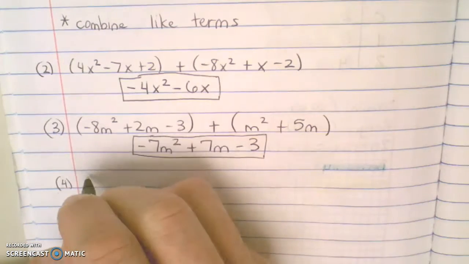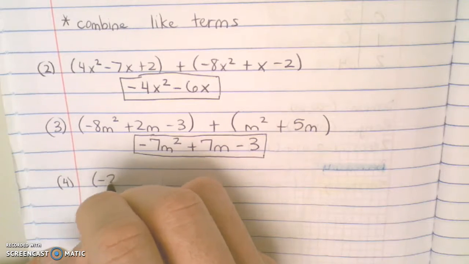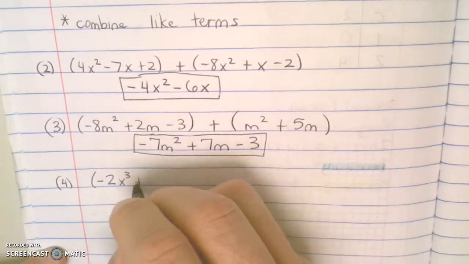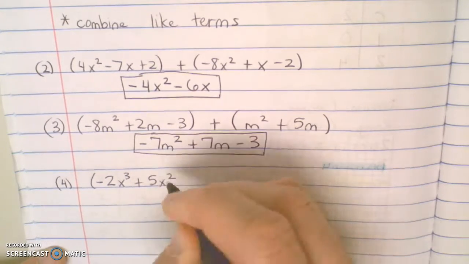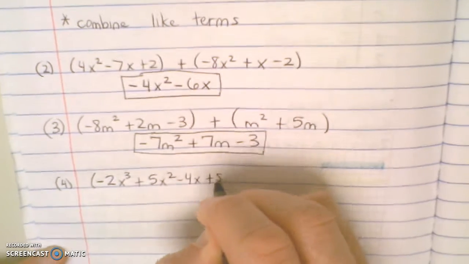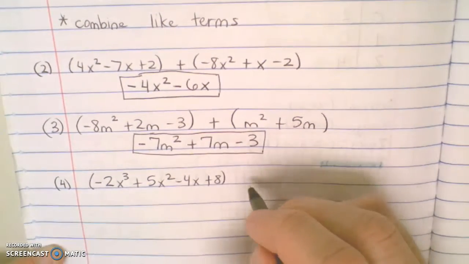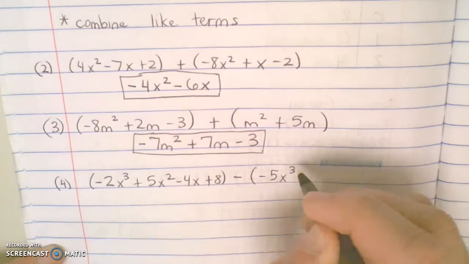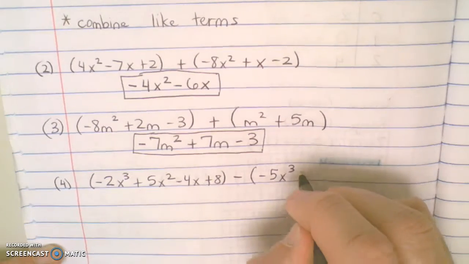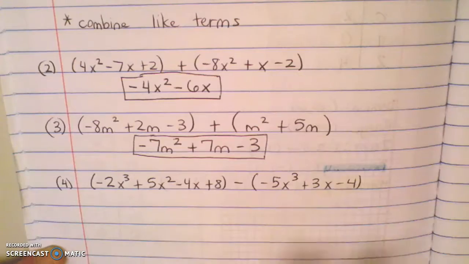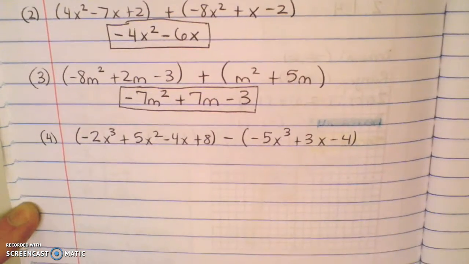So let's say we had the polynomial negative 2x to the third plus 5x squared minus 4x plus 8 minus negative 5x to the third plus 3x minus 4. All right, so when you're subtracting, you got to be careful, and I think an extra step with subtracting will help.